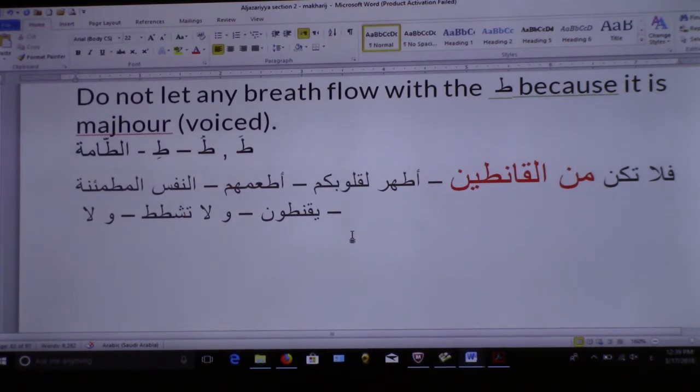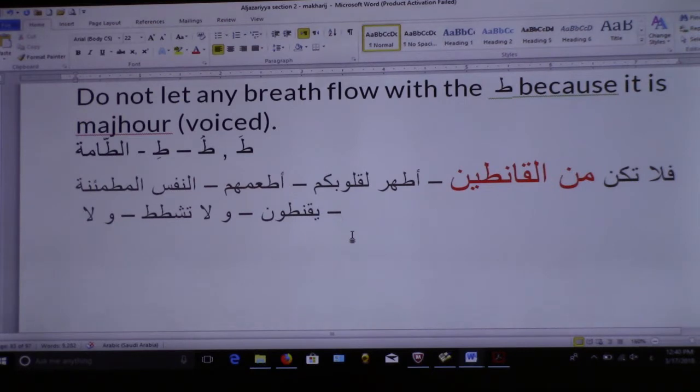فلا تكن من القانطين. بشرناك بالحق, right? We have given you the glad tidings of the truth, or a true glad tiding. فلا تكن من القانطين. Don't be of the desperate ones, right? Don't be of the desperate ones.